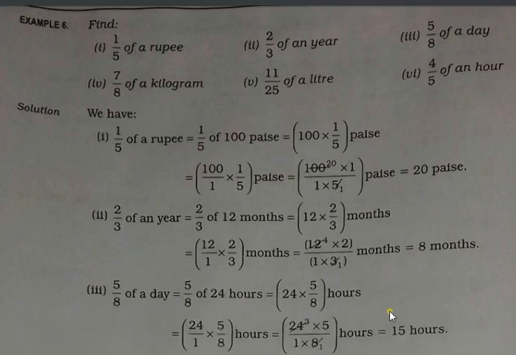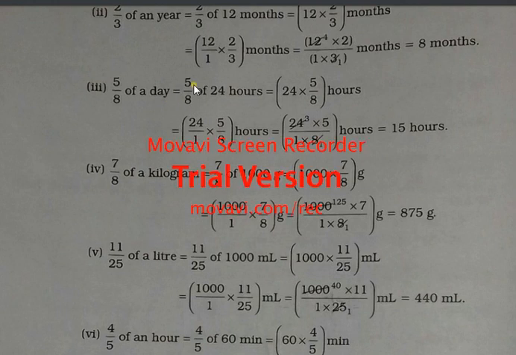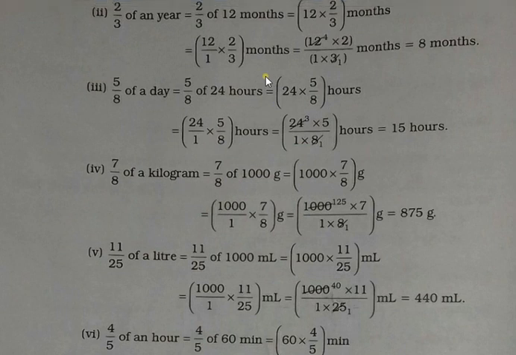So if you see question number 3 now, 5 by 8 of a day. In a day, 24 hours have been taken over here. If there is a bigger fraction like 5 by 200, then in that way you can change it into minutes also. So on the basis of the fraction we can change a day into hours or minutes. That means to get a perfect number we do so.